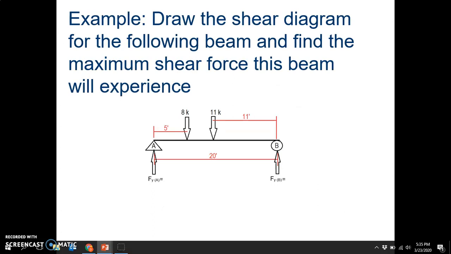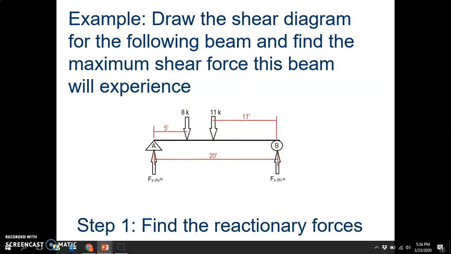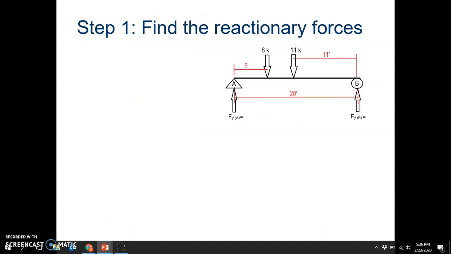So let's go to an example, and I'll teach it via an example. I will ask you, okay, draw the shear diagram for the following beam and find the maximum shear force this beam will experience. So here it is. We have the forces going up, forces going down, and you will first have to find the reactionary forces, which you should be able to do by now. Sum of forces in the y is equal to 0, so the 8 and 11 going down is equal to the reactionary force at A plus B going up.